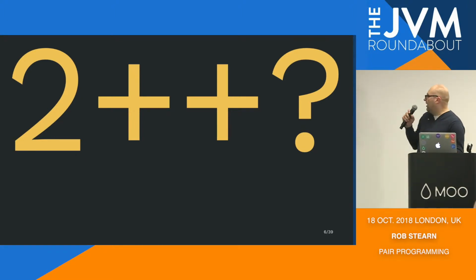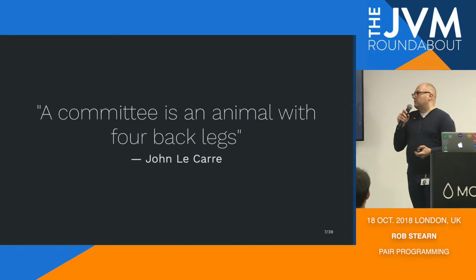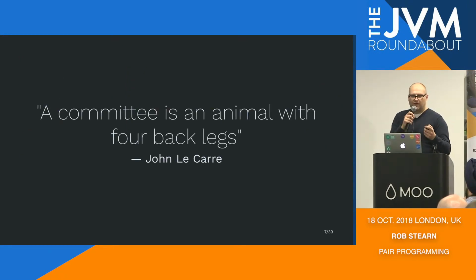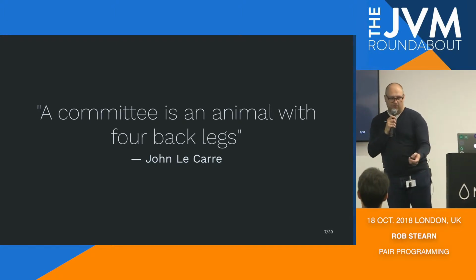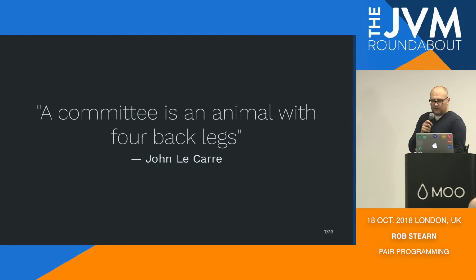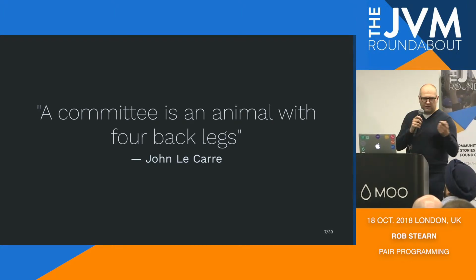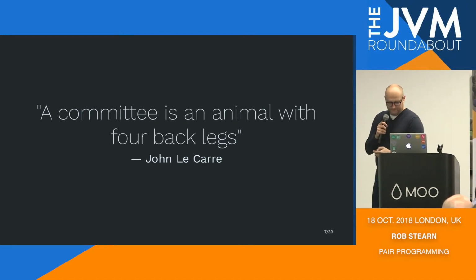And there's a quote from a book by John le Carré, which I really like, kind of explains without me having to explain what I mean by this, which is that a committee is an animal with 4 back legs, right? So any group bigger than 2 is effectively a committee. You might as well have a meeting about the code, not actually code it. So that's kind of your definition of what, right? 2 people, 1 task, collaboration.